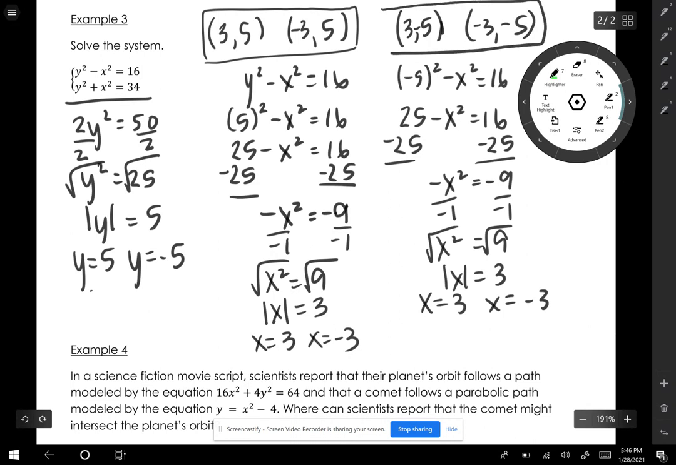So this system had 4 answers, which would make sense because you have a hyperbola here and a circle here. So if you think about it, you could potentially cross 1, 2, 3, 4 times.